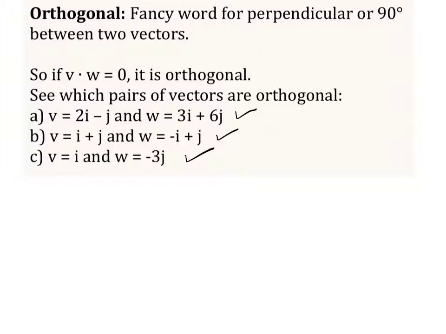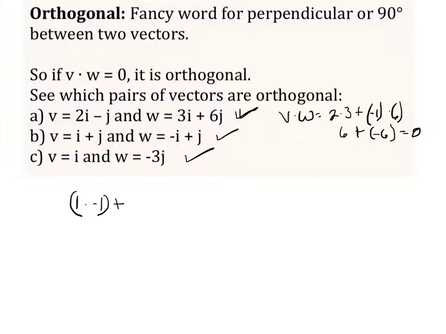All right? So v dot w here is going to equal 2 times 3 plus -1 times 6. So we get 6 plus a -6, which equals 0. So double check, we got 0. That means it's orthogonal. For b, we got 1 times -1 plus 1 times 1. So that's going to equal 0 also. Boom. That guy is a 0. So that's orthogonal.